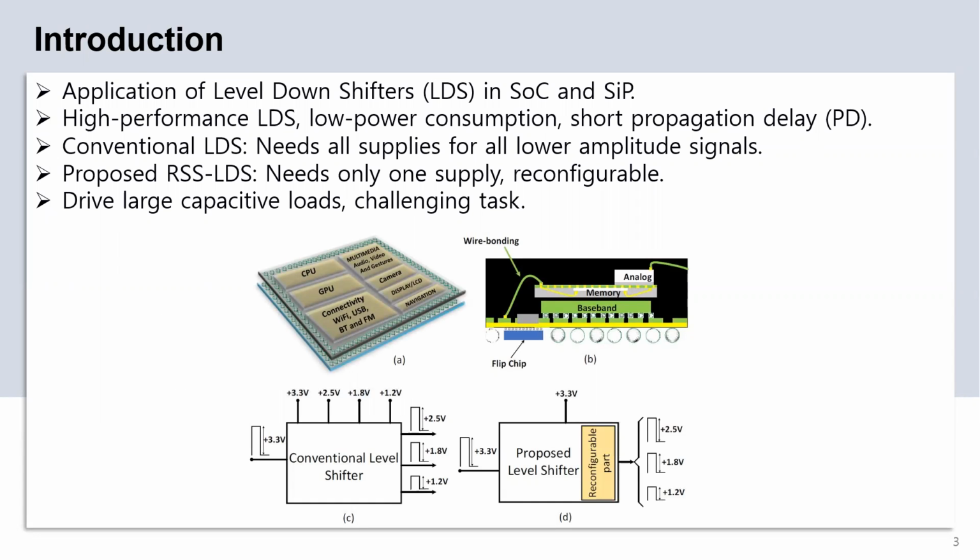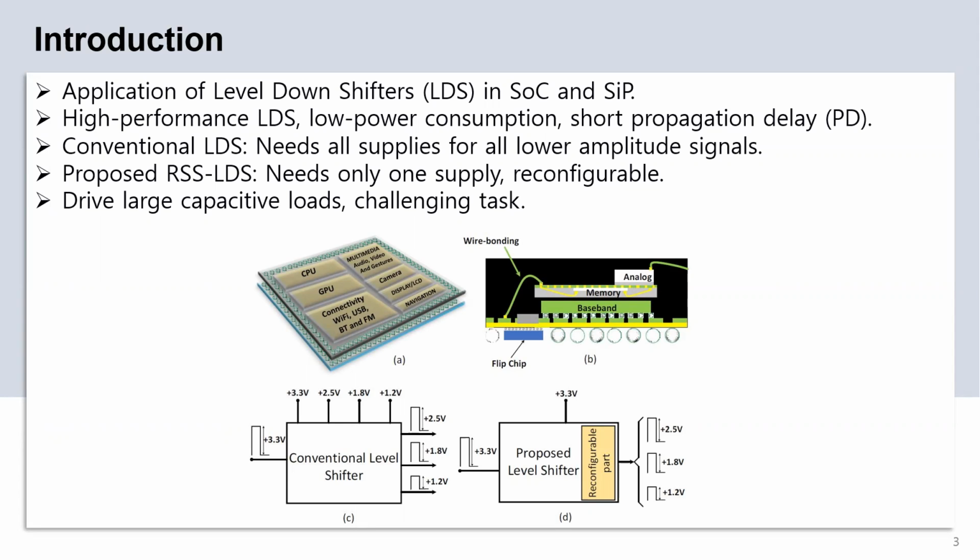Dense integrated systems regrouping many building blocks like system on chip and system in package require different voltage supply levels. Thus, level shifters are essential circuits in both SOC and SIP to allow signal compatibility between all building blocks. Designing a high-performance level downshifter with low power consumption and short propagation delay is challenging.